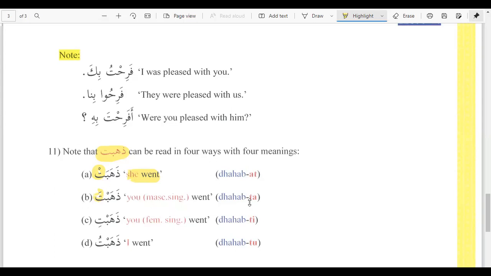So inshallah, tomorrow we will learn the text of the lesson, the conversation in the lesson, inshallah.